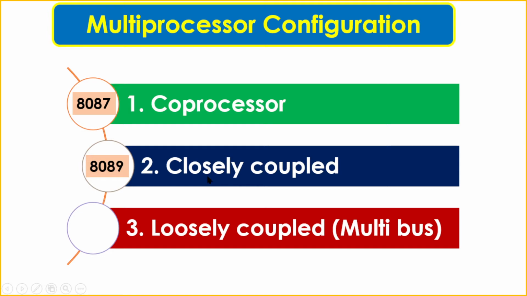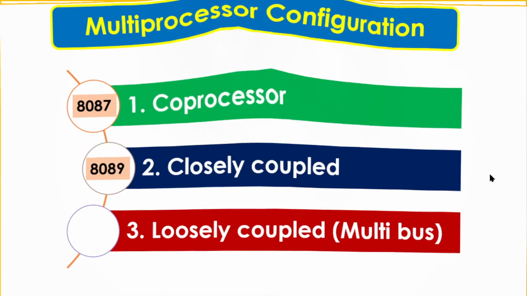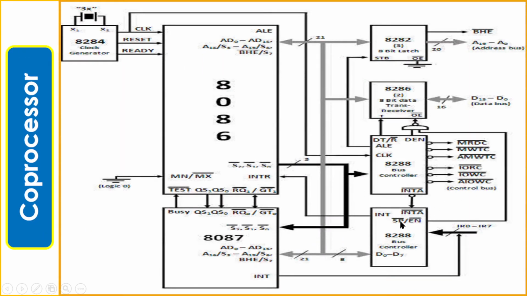That's where closely coupled and loosely coupled come in. These two are the connection methods, actually hardware connection methods, for how we are going to connect the microprocessor with the coprocessor. I will discuss them one by one. First we'll move on to the coprocessor. The coprocessor, as I said, is a processor which will perform floating point calculations.